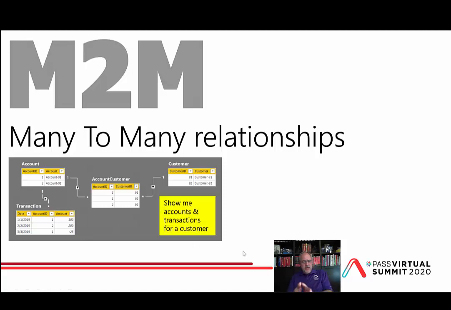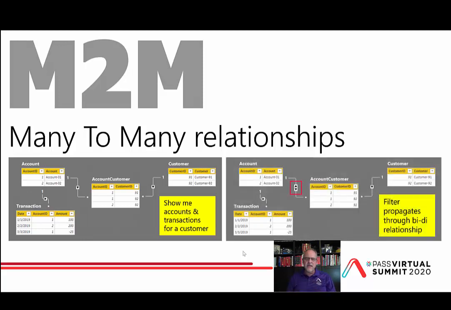The requirement: show me accounts and transactions for a customer. I can implement a bidirectional relationship. Now already I'm going to get in trouble with my Italian friends who are going to say, don't use bidirectional filters because there's a performance cost. Yes, there may be a performance cost, and this is a trade-off decision. I'm going to show you a way to do that.